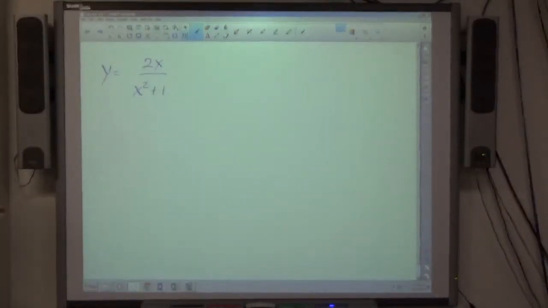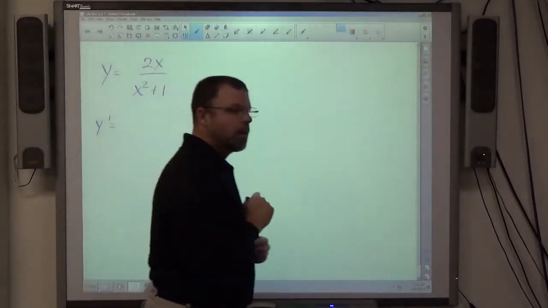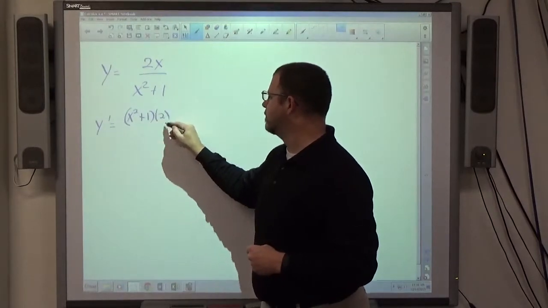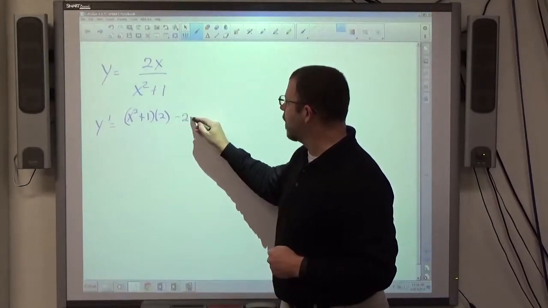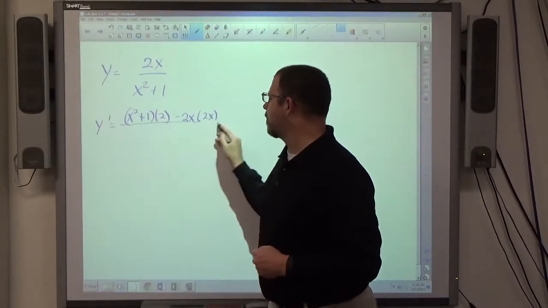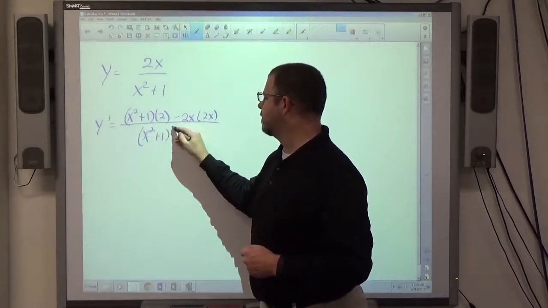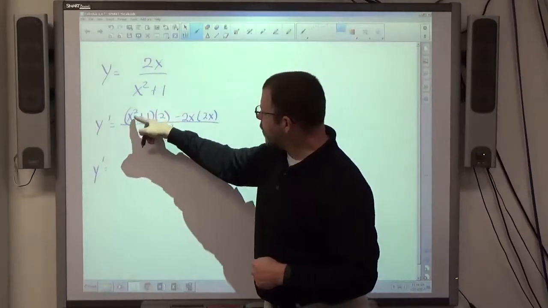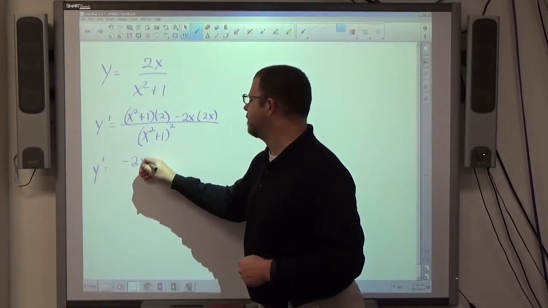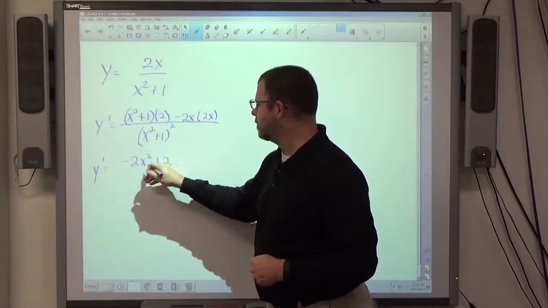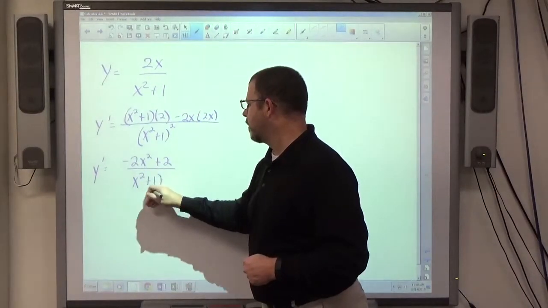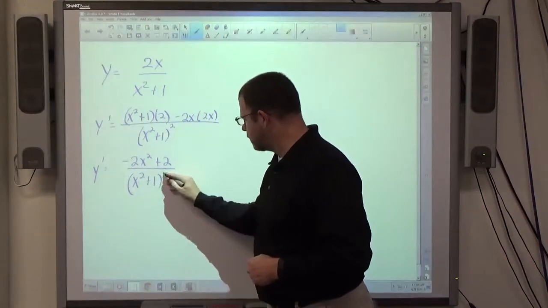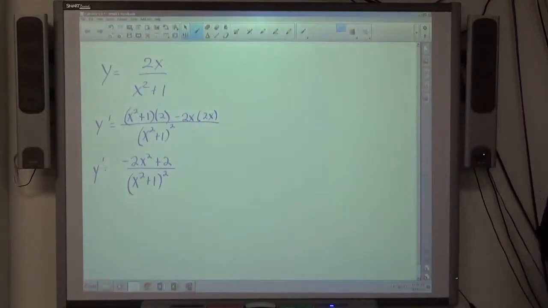It's a quotient, so I use the quotient rule. y prime equals low d high, x squared plus 1 times 2, minus high d low, minus 2x times 2x, over the square of what's below, that's x squared plus 1, the quantity squared. And I go on to simplify that as much as I possibly can. 2x squared minus 4x squared is negative 2x squared. 2 times 1 is plus 2 over x squared plus 1 squared. So y prime is done.